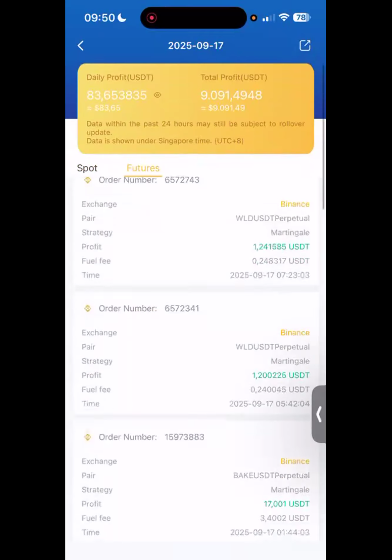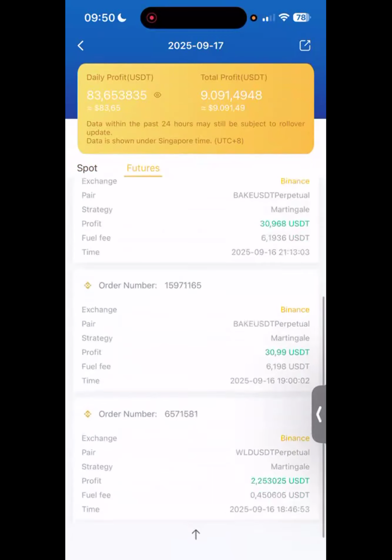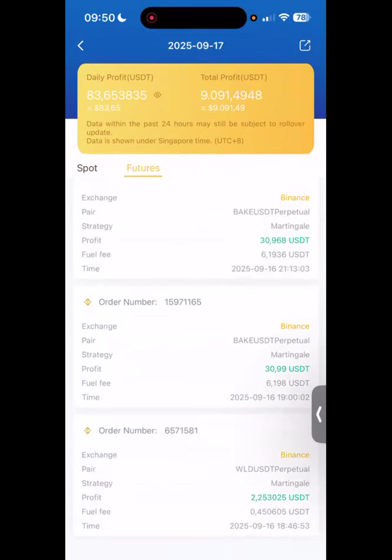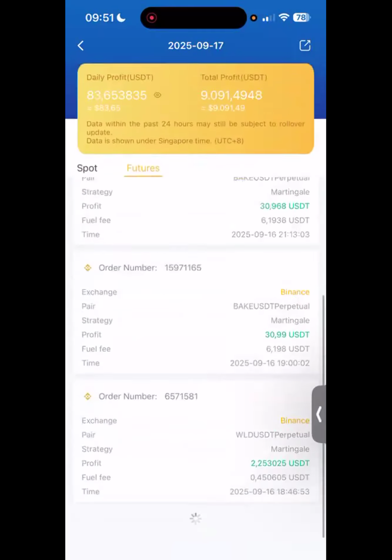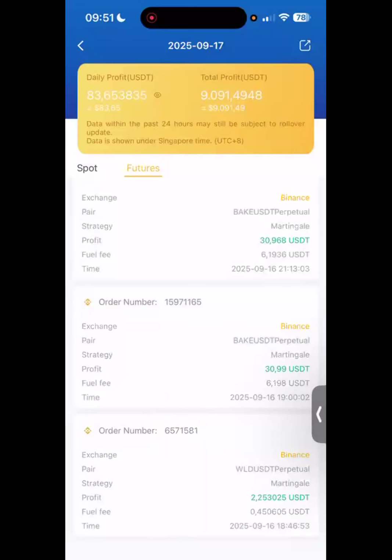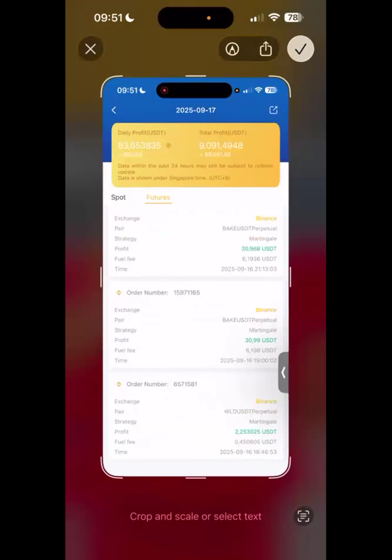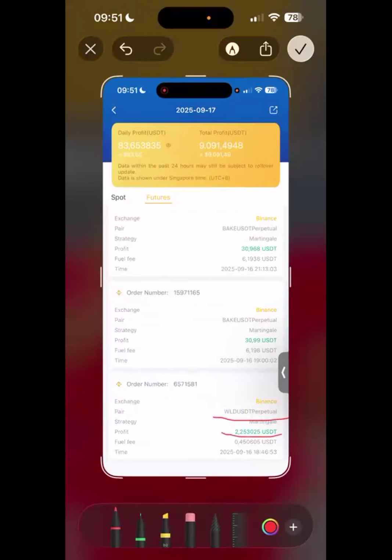On the futures, these were the following coins that sold and their respective profits, with the fuel fee that was deducted. So you can see WLD sold, it gave a profit of 2.2. How much was deducted? 20% of 2.2 would give you 0.45. So this is a fuel fee that was deducted from the strategy fee. All right. Now let us look at this one as well.